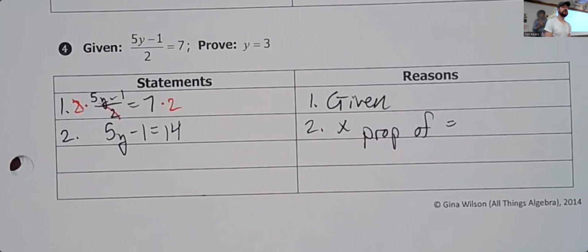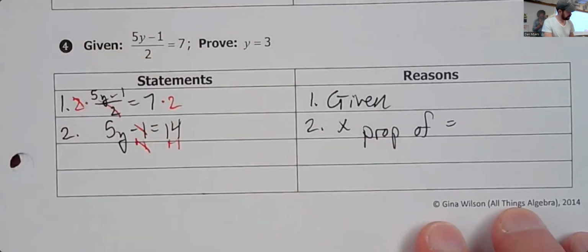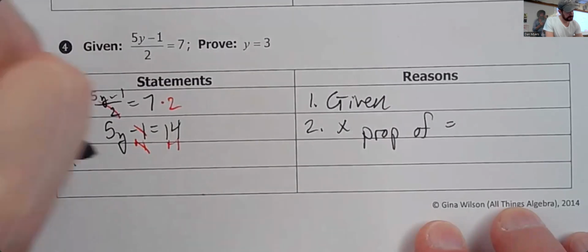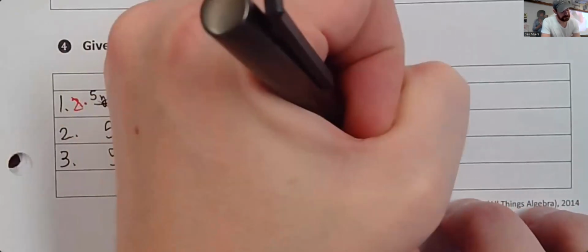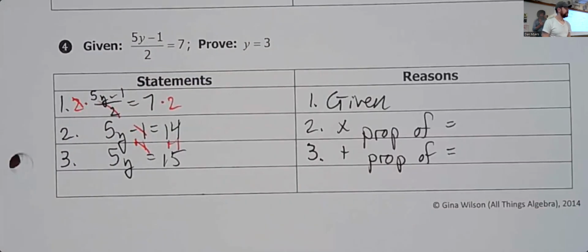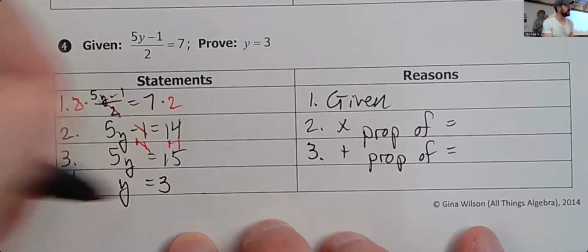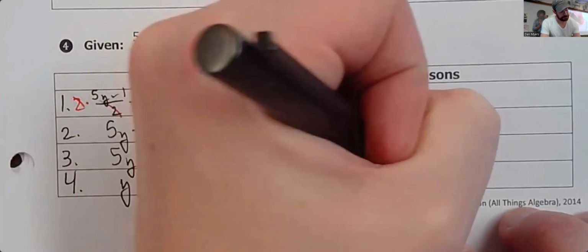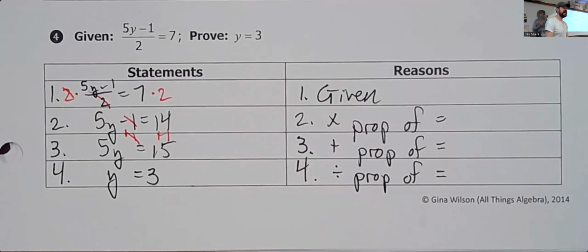What's next? Addition. Yep, add 1 to both sides, plus 1, plus 1. Statement number 3 then will be 5y equals 14 plus 1, which is 15. And reason number 3, addition property of equality. Divide. There you go. So statement number 4, y equals 3 because we divided. So reason number 4, division property of equality. Piece of cake-ish, right?